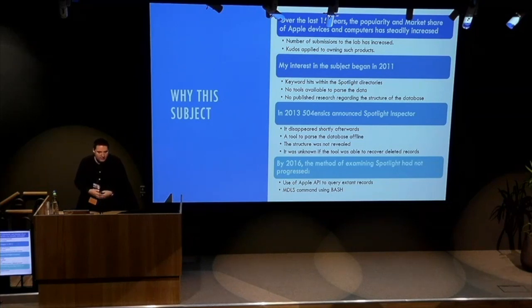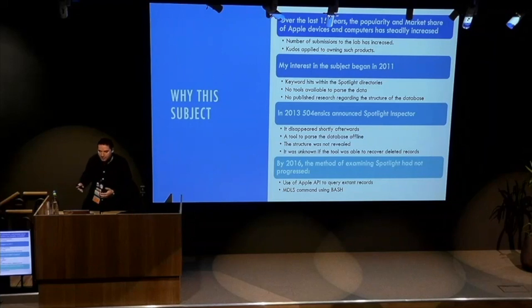In 2013, a company called 50 Forensics, you see what they did there, announced a tool called Spotlight Inspector, and they had built a tool and they had reverse engineered the format, but the tool disappeared almost immediately as it was released, and the structure was not revealed, it wasn't made open source, and it's not available any longer. Based on the documentation that we can find about that tool, it was not known if it had any capability to handle deleted records in any way. So in 2016, when he started his master's, the examining of Spotlight had not really progressed.